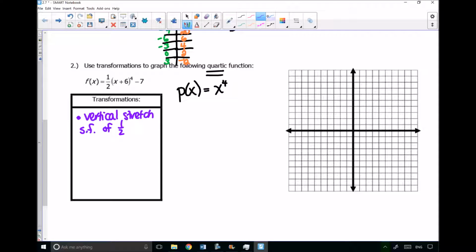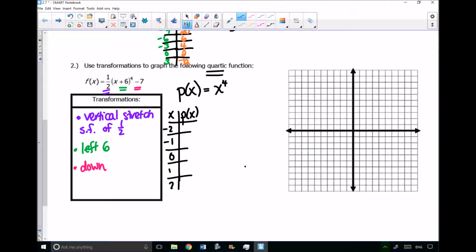Okay? Now that I've done that, I need to identify, well, what are my shifts? Well, this plus 6 is telling me that I need to move to the left 6. Okay, let me just underline this one in purple so we know what goes with what. And then this minus 7 here is telling me that I need to go down 7. Okay, so let's go ahead and create our parent function chart. And again, this is another chart that you're going to want to memorize. And let's go from -2 all the way to +2.